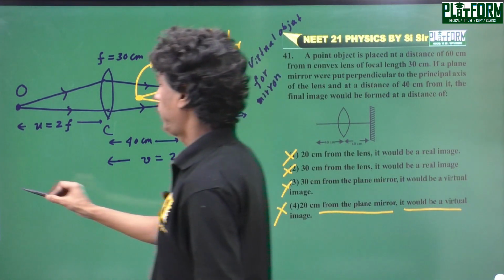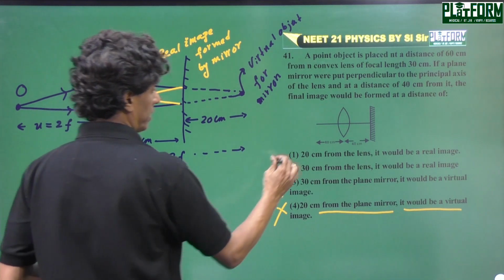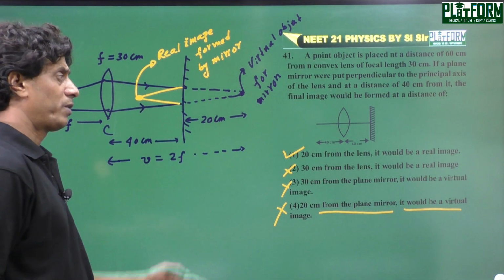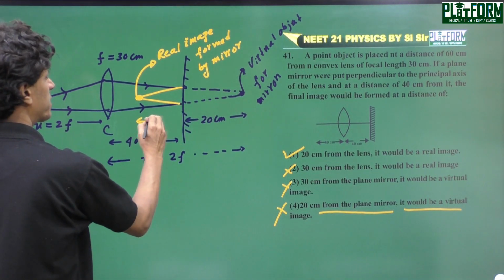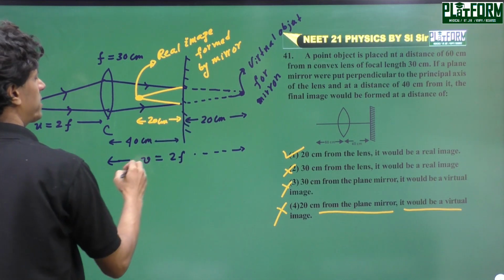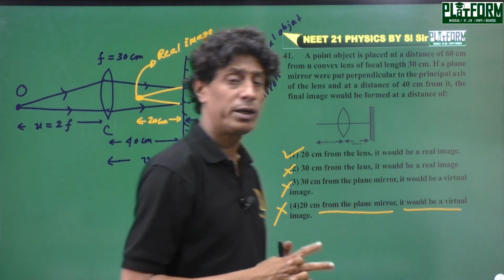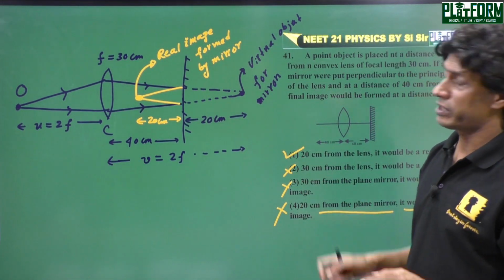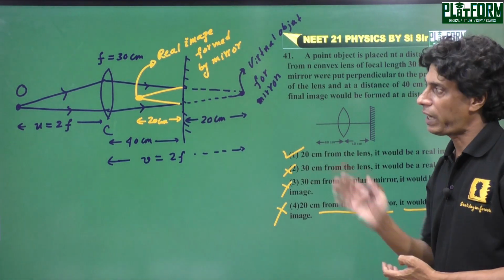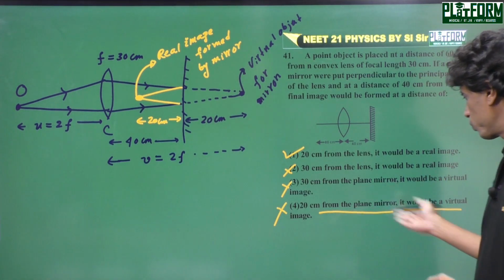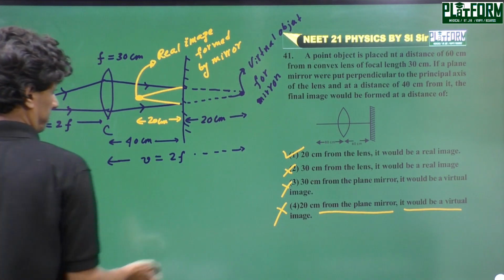I think 1 is the correct option here. 20 centimeter from the lens, and it would be a real image, because if it is 20 centimeter, the image distance from the mirror is also 20 centimeter, and since the distance between the converging mirror and plane mirror is 40 centimeters, obviously the final image is real, and from the lens it is 20 centimeter, and from the mirror it is also 20 centimeter, but no such option is given. Okay, so 1 is the right option here. Next problem.